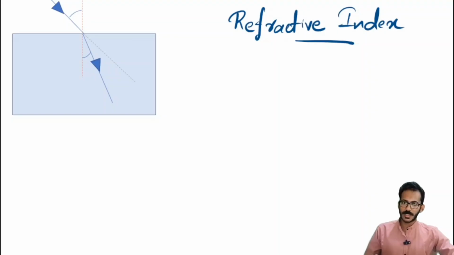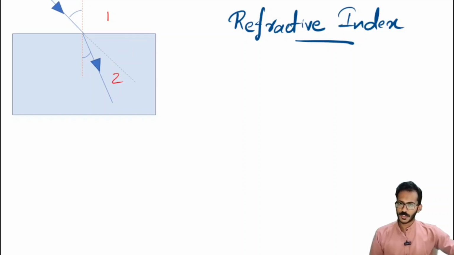Refractive index shows us how much the light will bend when it goes from one medium to the next medium. Here we consider two different mediums. The first medium is here and the second medium is here. Let them be any two different mediums.